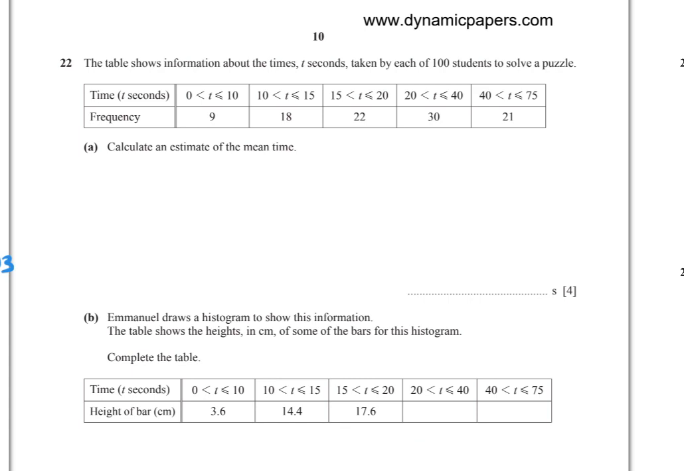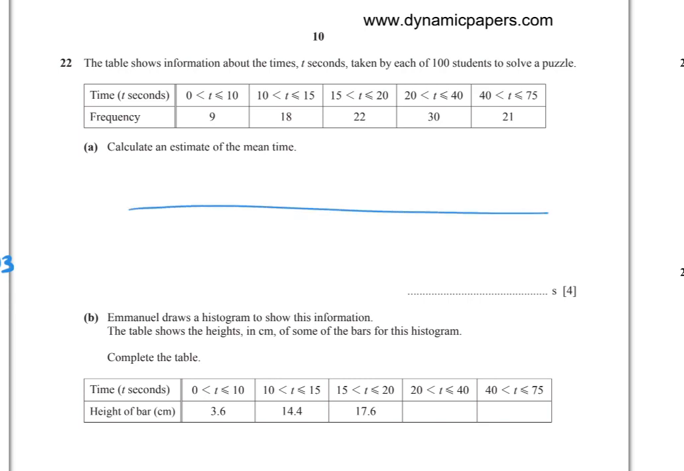22. The table shows information about the times, t seconds, taken by each of 100 students to solve a puzzle. Calculate an estimate of the mean time. To find the mean time, we need to find the middle value for each class, then multiply by the frequency and divide by the total frequency.